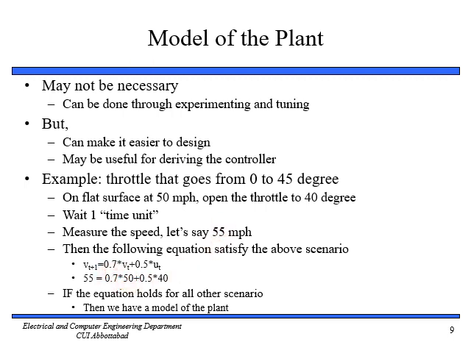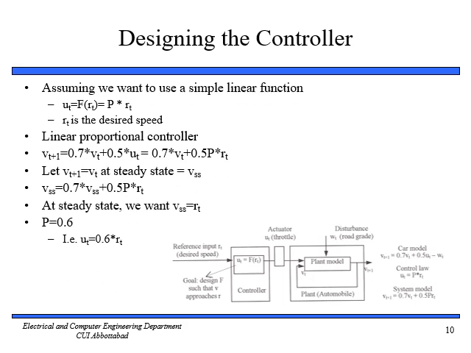Okay, so let's move on to the next slide. Once we have the model, the second step is to design the controller. Initially, in this example, we are assuming that our plant is very simple and we are going to use a simple linear function to control it. So u of t is equal to f of r of t. We are just going to replace this function with a simple linear function, that is P, which is just proportional, and r of t is the desired speed. So this is a linear proportional controller.